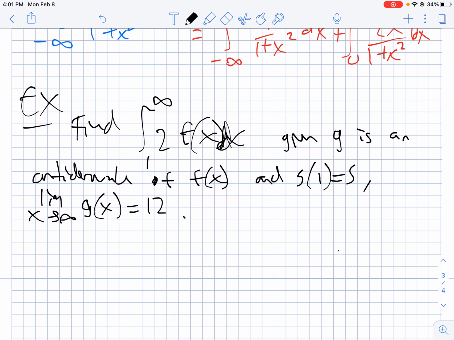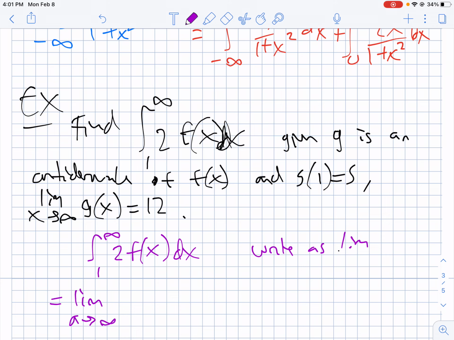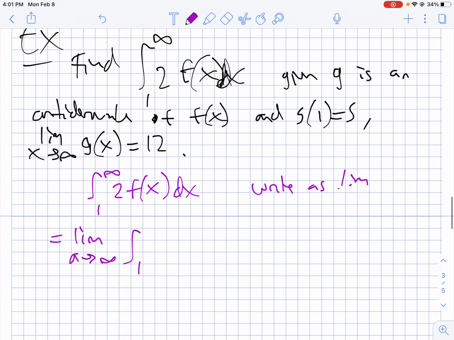So when I'm starting with the integral 1 to infinity of 2f of x dx, the first thing again we want to do is write it as a limit. So I'll take this and say this is the limit as a goes to infinity. And again, you use whatever letter you want. I would not recommend using x, d, or c for obvious reasons. Integral 1 to a of 2f of x.